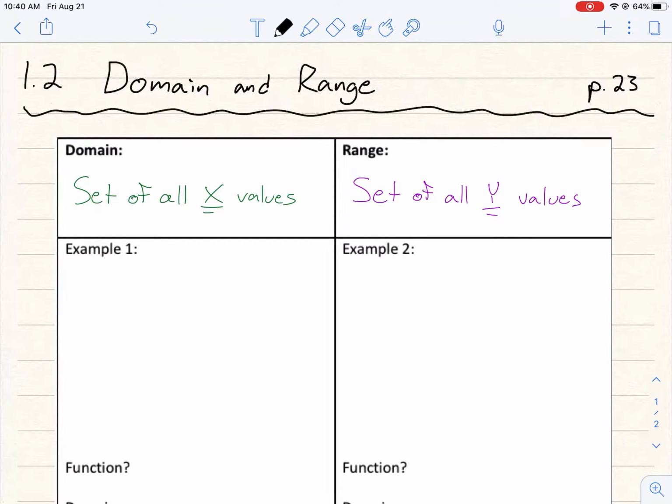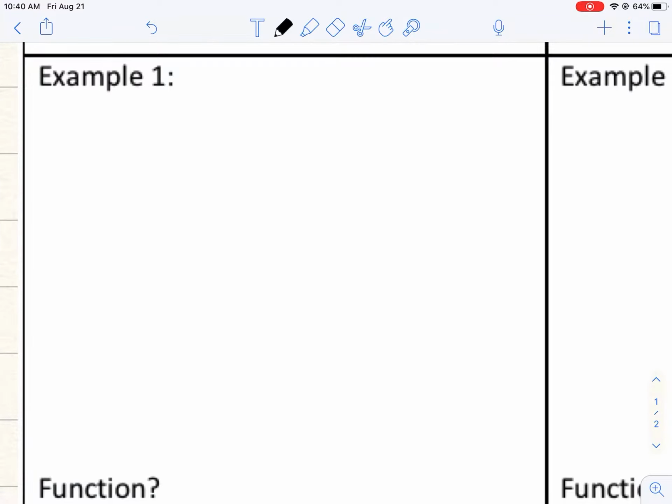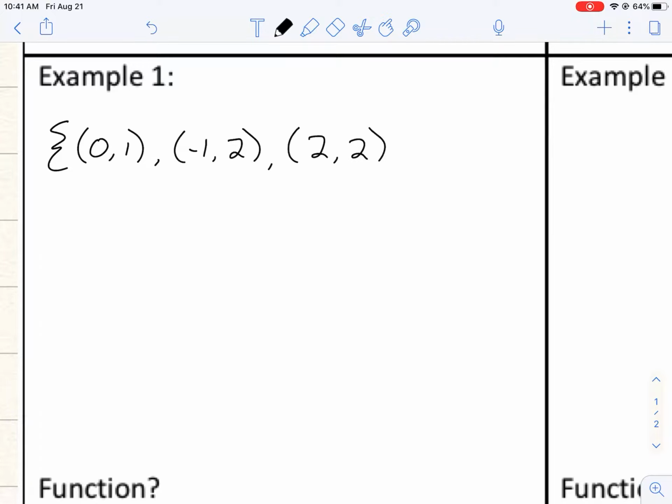So let's look at a couple examples and we'll practice this concept of determining domain and range from different types of functions. So let's have these coordinate sets here. So 0, 1, -1, 2, and then 2, 2. So there's our set.